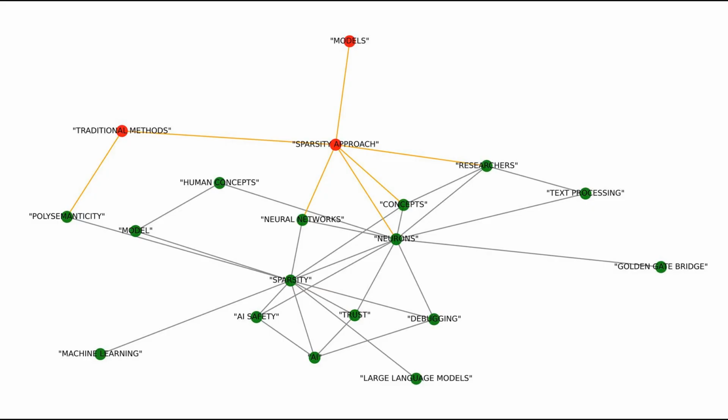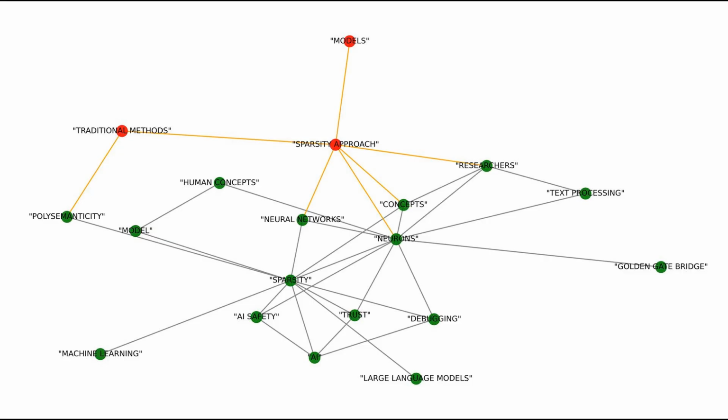Three, scalability. As models grow larger and more complex, the sparsity-based approach scales effectively, so it can be applied consistently across different sizes of models, allowing researchers to maintain interpretability even as the complexity increases. Traditional methods may not scale as well, leading to more confusion as models become more intricate.